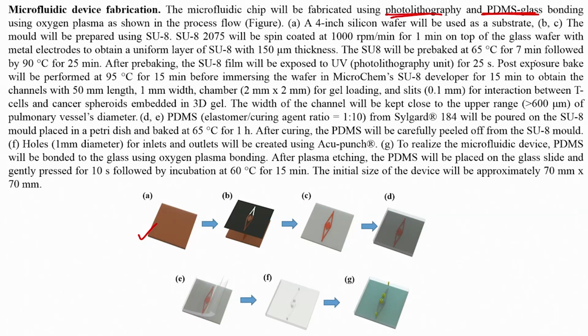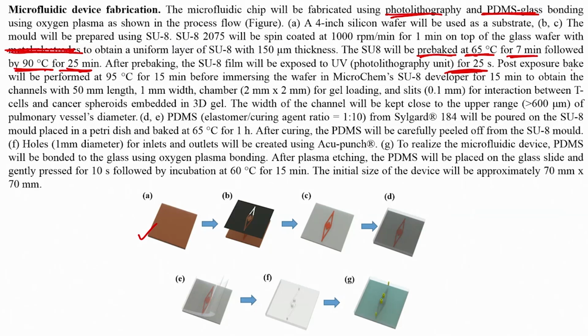The SU8 will be pre-baked at 65 degree for 7 minutes followed by 90 degree. This is not metal electrodes, we do not require metal electrodes here. Like I said, pre-baking is at 65 degree. For 150 micron of SU8 we require 7 minutes of pre-baking time, followed by 90 degree for 25 minutes. After pre-baking, the SU8 will be exposed to UV lithography for 25 seconds.